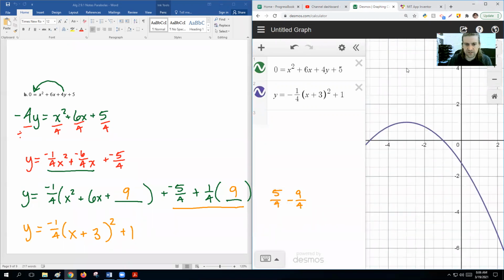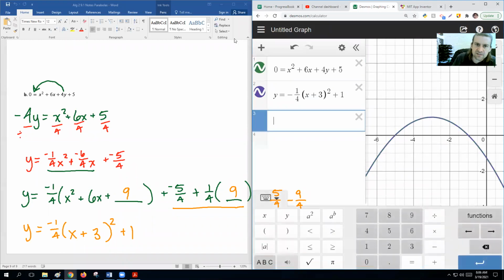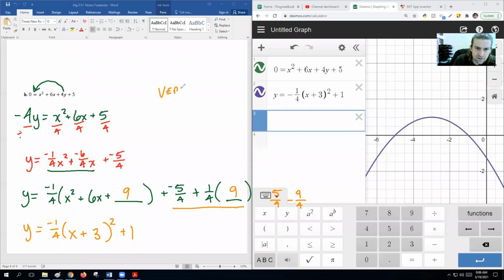All right, it lines up perfectly. We did that good. All right, what's the vertex? Well, we can click on Desmos if we have that, or we can use the vertex formula, which is at the point (h, k). H is -3. Remember, it's the opposite in the parentheses, and then k is 1.